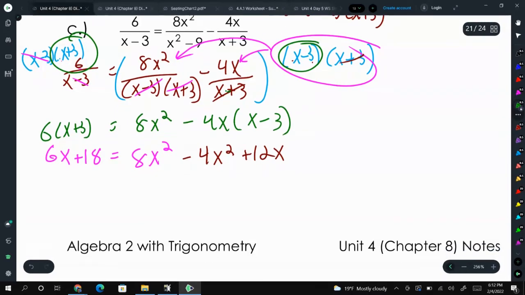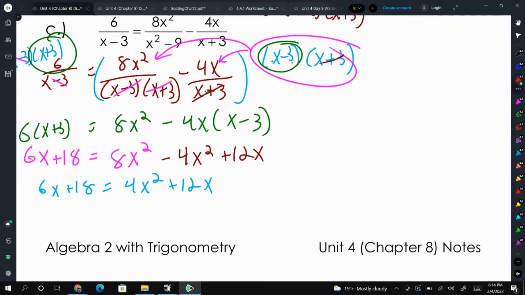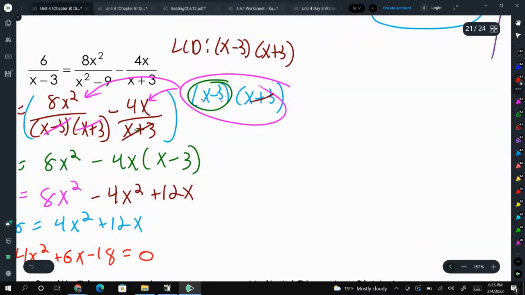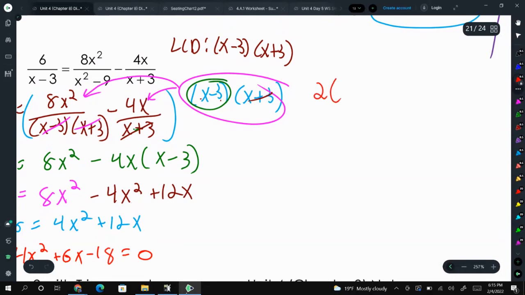So now we're going to combine like terms, and we're going to get 6x plus 18 equals 4x squared plus 12x. Then we'll subtract 6x from both sides and subtract 18 from both sides, so we'll get 4x squared plus 6x minus 18 equals 0. And now we're going to factor this. So let me do that over here. Factor out a positive 2 first.